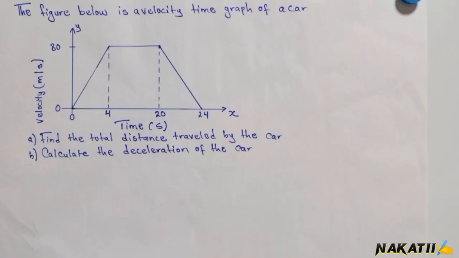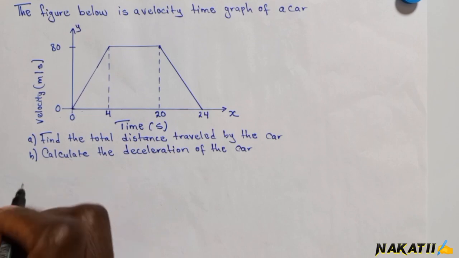It says the figure below is a velocity time graph of a car, and then it will find the total distance traveled by the car. That is part A of the question. Part B of the question is to calculate the deceleration of the car.